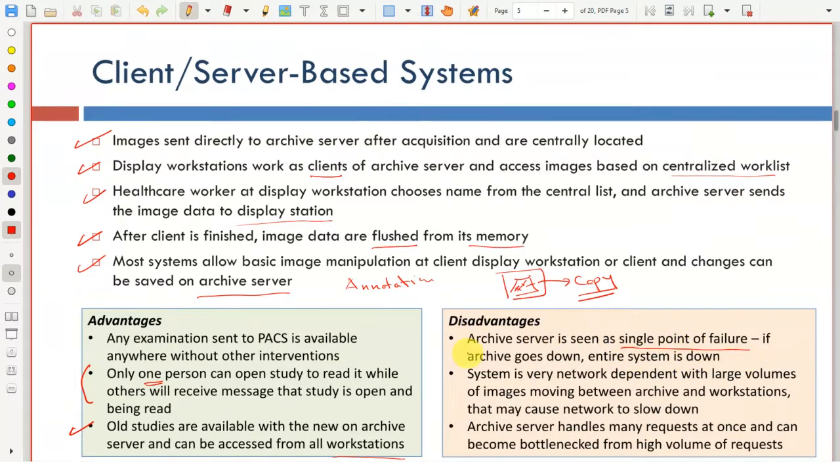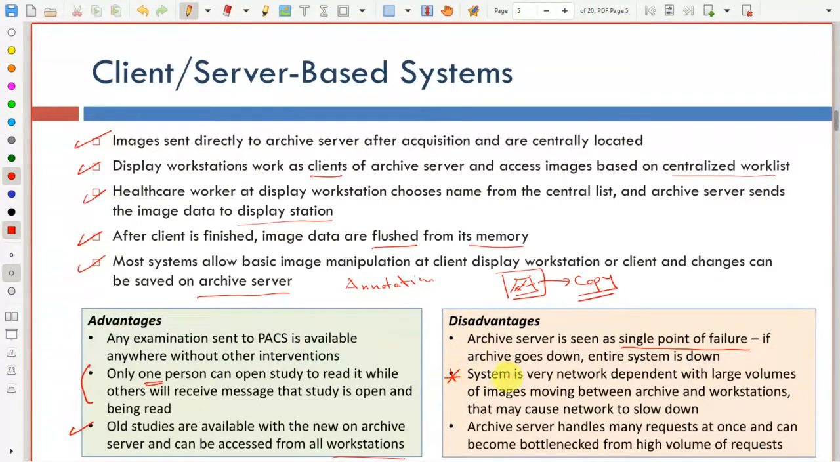Now we have other architectures where you have multiple servers that can alternate. You can actually have a backup server, and usually this is a very good idea in critical systems like this, so that if one goes down, the other one will take over and nothing is affected. But if it's a single server, then this would definitely be a disadvantage.